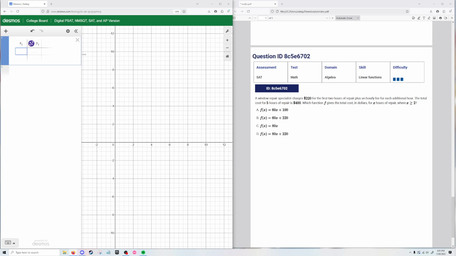So let's say that x1 is the number of hours, and then y1 is the total cost. When x1 is 2, then we know that the window repair specialist charges $220. So then we can just do that. Now, 5 hours of repair is $400, and we know that the first 2 hours is 220, so we just do 400 minus 220, you get 180, right? Which means that for the 3rd, 4th, and 5th hours combined, it's $180, which is 3 hours. So 180 divided by 3, which means $60 per hour after the 2nd hour is over, right?